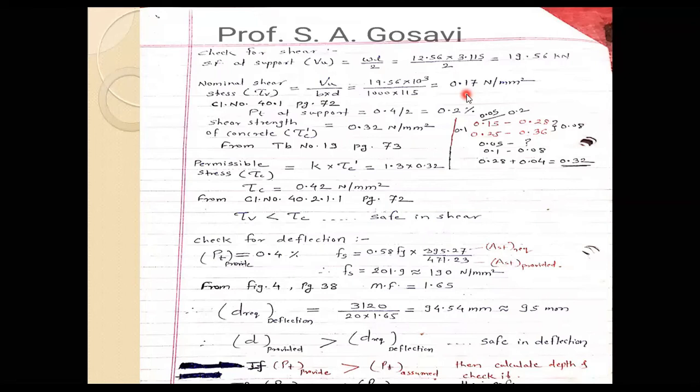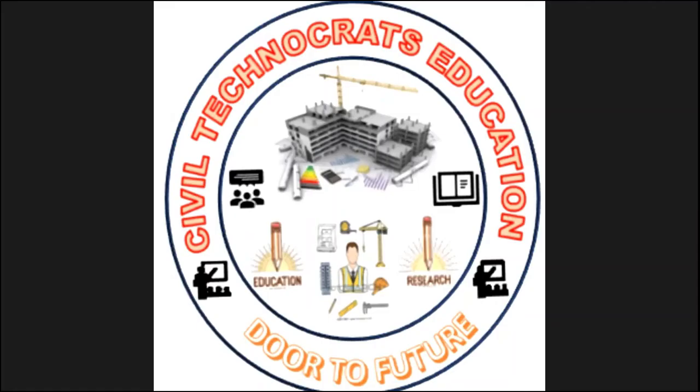At that time you have to either increase the depth of the slab to resist that shear, or go for shear reinforcement. Therefore, if the value of the nominal shear stress is less than the permissible or allowable stress, then your slab is safe in shear. Now we will see from where this 1.3 comes in the table. So we will go to the IS code once again.